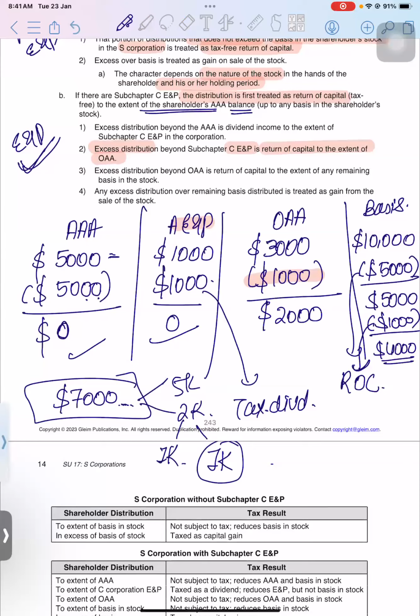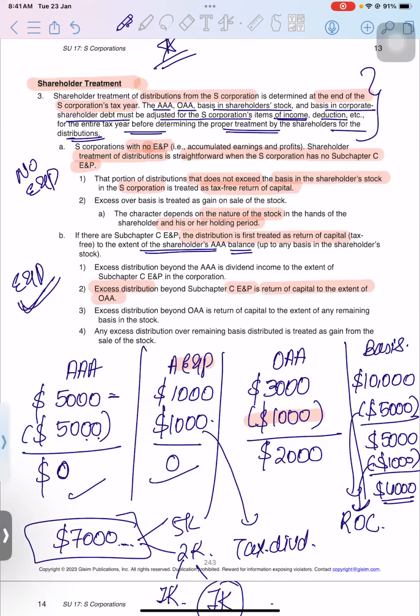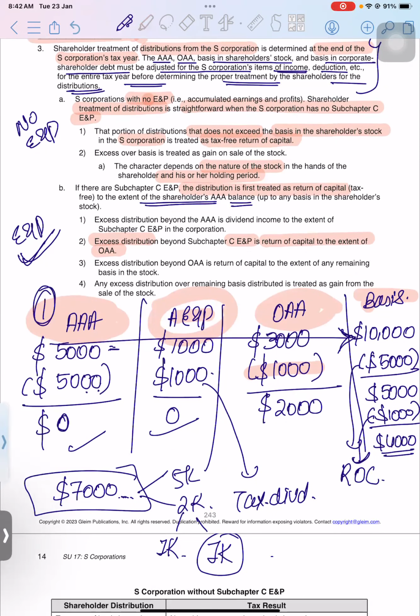This example is the best example to understand the allocation of AAA, accumulated ENP, OAA, and how much will be allocated to the basis. Anything which is getting reduced from OAA and AAA is your basis reduction. Anything which is allocated to accumulated ENP will be your taxable dividend. You need to follow the same sequence: first accumulated adjustment, second ENP, and third OAA. No other sequence needs to be followed. Once you have a zero balance over here, then start with the accumulated ENP. Once you have a zero balance over here, then go for OAA. Clear, guys? I hope this much is clear.